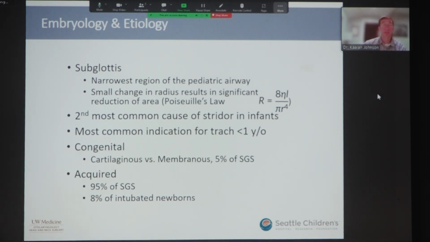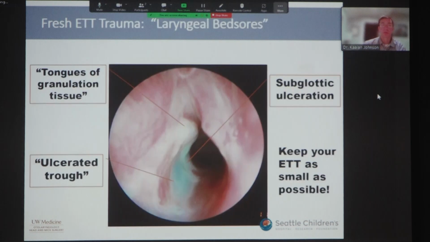So very small changes in radius result in big changes in resistance, and that's why this is the most common and most important area of airway obstruction that we see in babies, especially for acquired subglottic stenosis, which is 95% of the problem that we see.